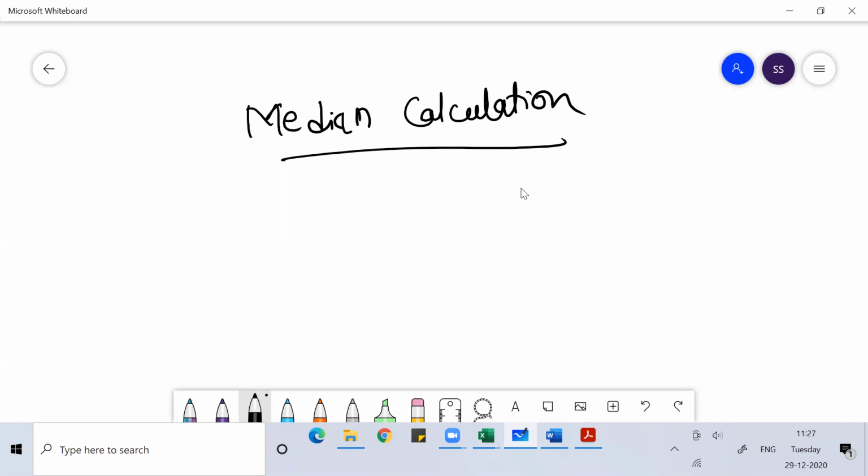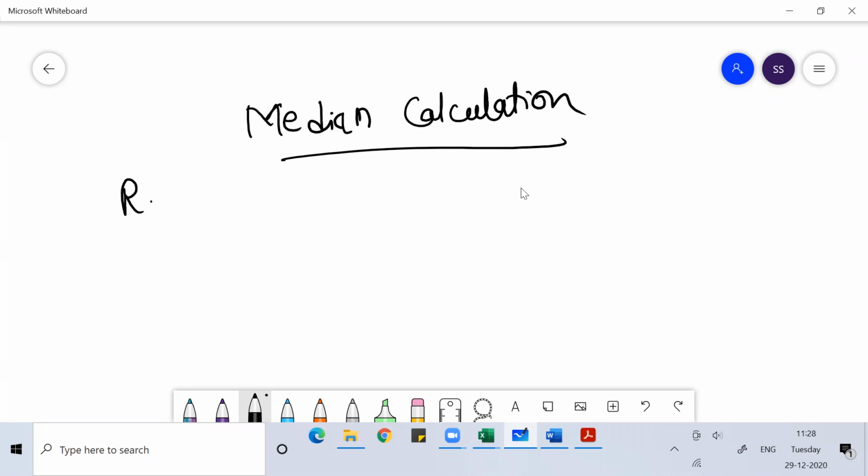In numerical, if you get a question, there's a very high chance that the question will come from median only. Median is all about finding the middlemost value, where the extreme values do not impact your calculation. If you make any changes to the extremes, it may impact the mean, but it's not going to impact the median.